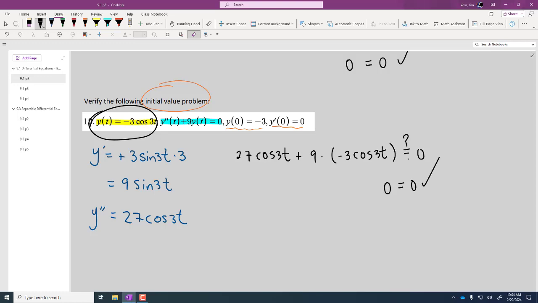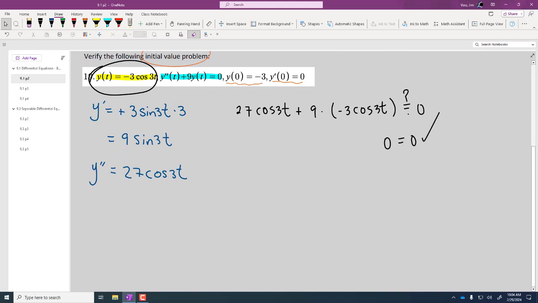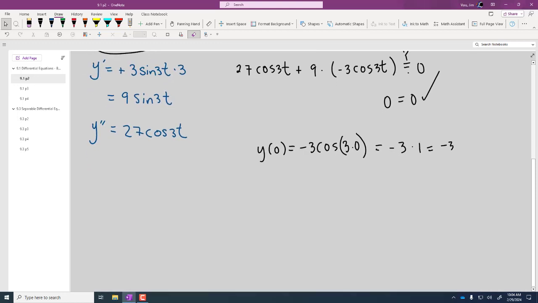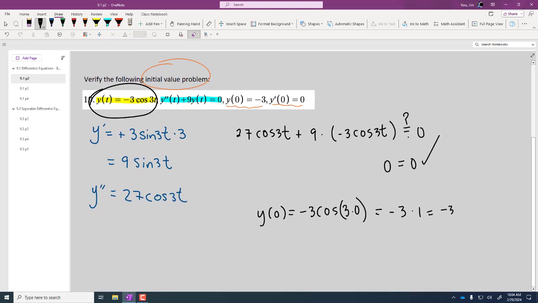Now they gave us these particular values. Let's double check to see if those are on track also. So let's see. So is the initial value problem also satisfied here? So y of 0 is negative 3. So let's check. There's the y function. So we're going to put in the 0 and see what we get. So we're going to have negative 3 cosine of 3 times, let's see, 3 times 0. And that is equal to negative 3 times cosine of 0. Cosine of 0 is 1. Okay, so just checking that these initial values are in fact what they claim they are. So that one checks out. y of 0 is in fact negative 3.